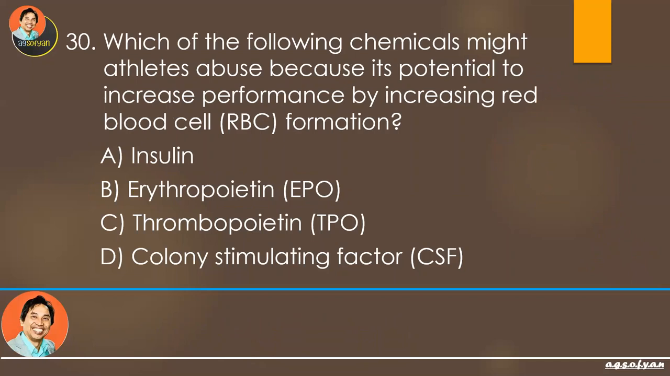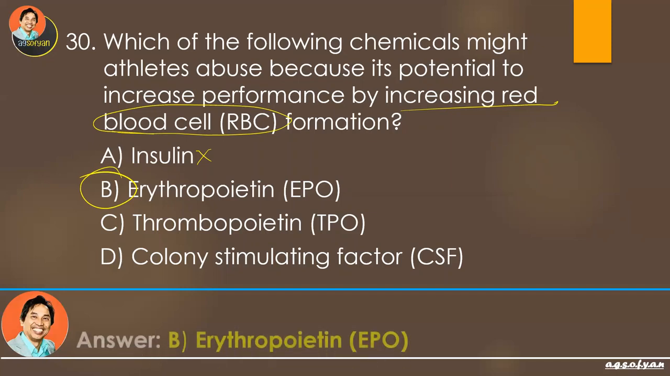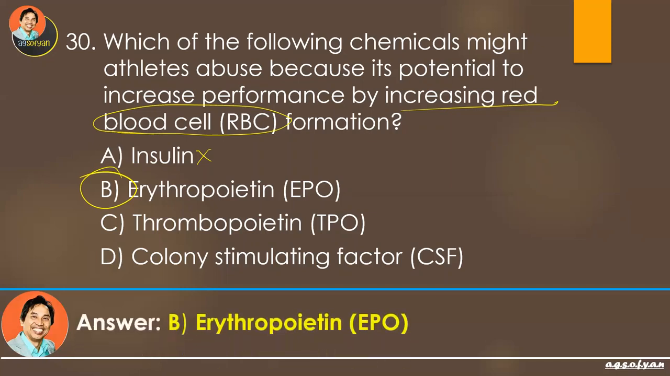Which of the following chemicals might athletes abuse because of its potential to increase performance by increasing red blood cell formation? We already mentioned that. Which one do you think will be abused by athletes? Insulin is not. Insulin is for removing glucose. Of course, this hormone can be abused by athletes because it increases red blood cell formation. When the red blood cell increases, the performance also increases because red blood cells carry oxygen, right?